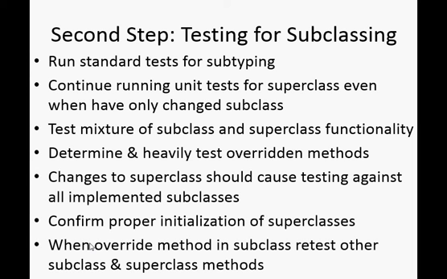How do we test for subclassing? Well, run the set of tests for subtyping. You want to make sure the Liskov substitution principle hasn't been violated, as we talked about in the first part of the class. But you also want to continue to run unit tests for subclasses, even though you've only changed this. Okay, so you want to run tests for the superclass even when we've changed the subclass, and vice versa. So the two are tangled together.